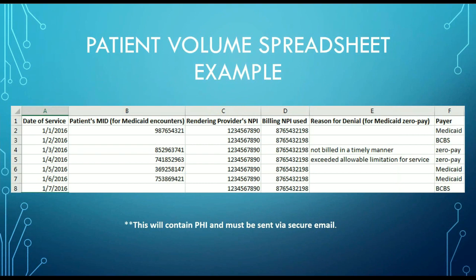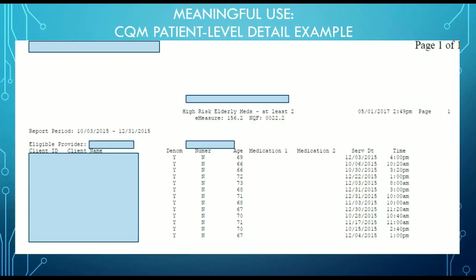claim was denied. When providing PV documentation, please be sure to review your attestation, which was provided along with the records request letter, to ensure that your information is accurate before submitting. The number of encounters on the spreadsheet you send should match the number of encounters reported on your signed attestation.